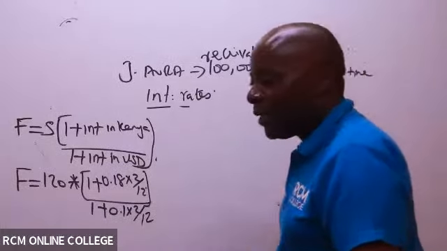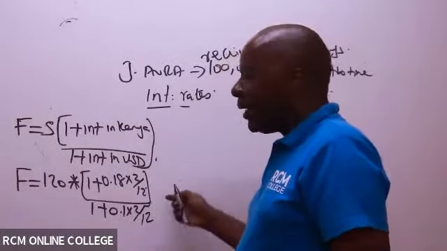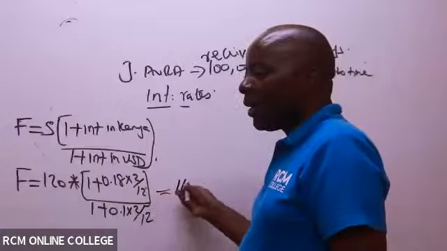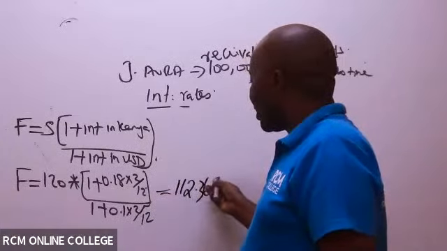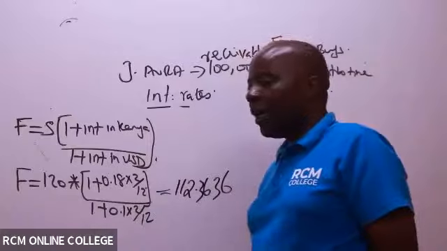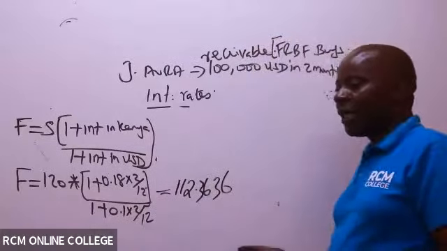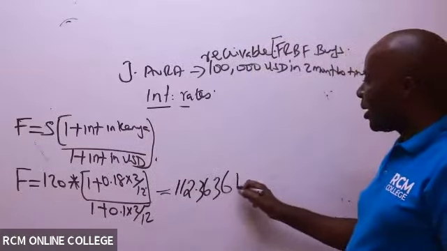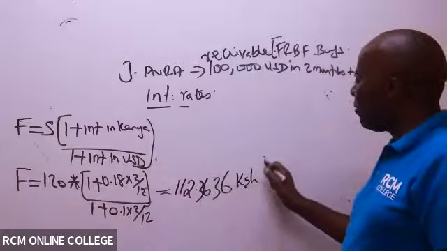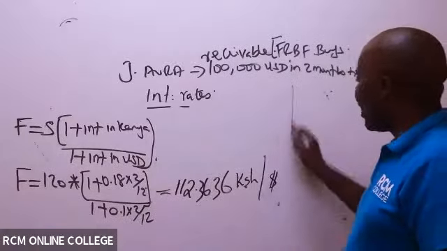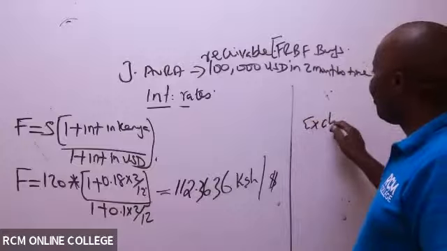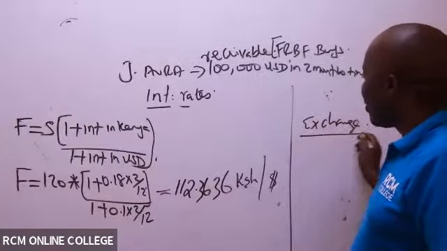So then is there somebody who can give me this forward S star? I mean, you're 100 what here? 112.3636 like that. This is Kenya shillings per dollar here. So go ahead and exchange.